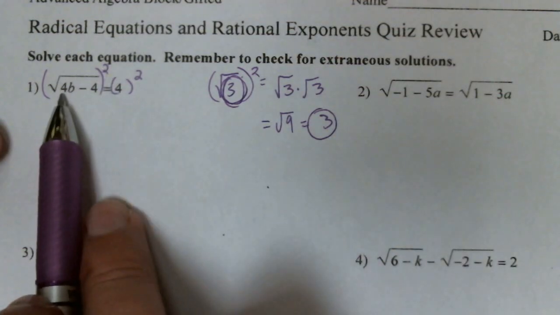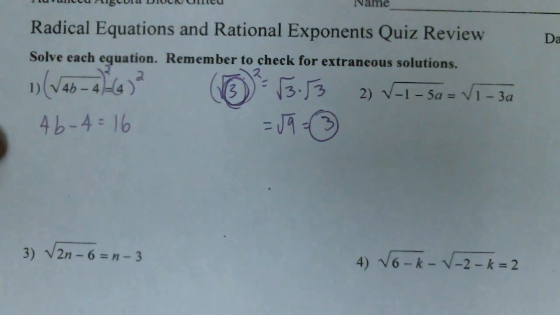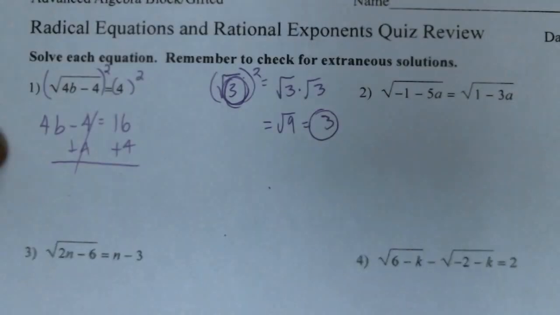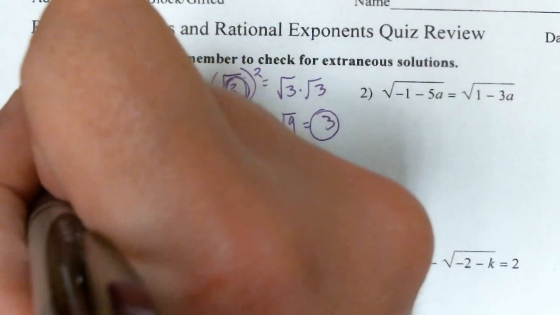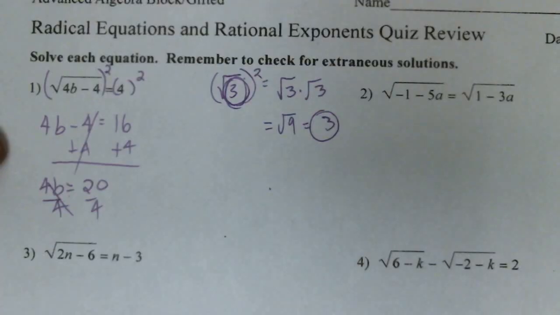So when I squared the square root of 4b minus 4, I'm left with what's under the radical, which is 4b minus 4. And I square the 4, that's going to be 16, and now I have a simple algebraic equation that I want to solve. 4b is equal to 20, divide by 4, and I get b is equal to 5.